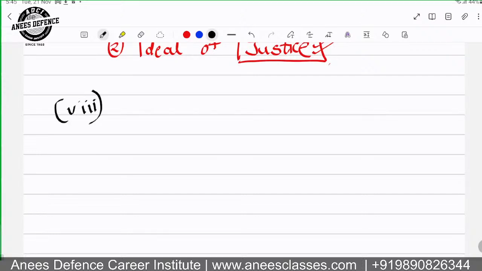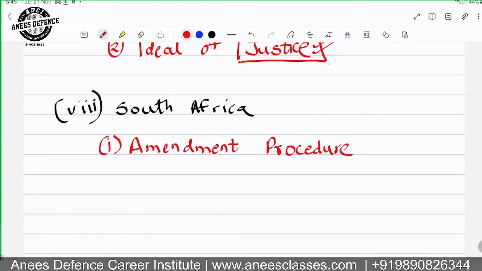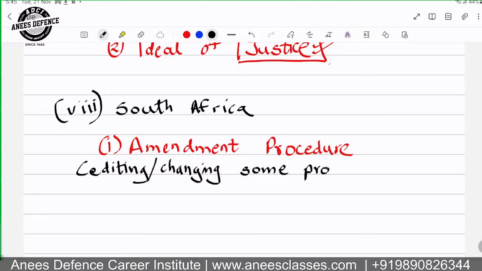8. Republic of South Africa. Amendment procedure means editing or changing some part, changing some provisions of the constitution.